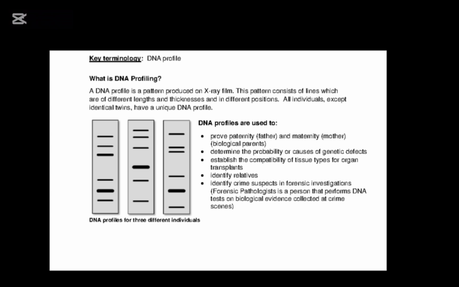DNA profiles can be used to identify relatives, as in whether you are related or not. They can also be used to identify crime suspects in forensic investigations. Meaning that when someone has committed a crime and, let's say, their blood was left at the crime scene, or a strand of their hair, that can undergo DNA profiling to compare with that of the suspects to determine who actually committed the crime.